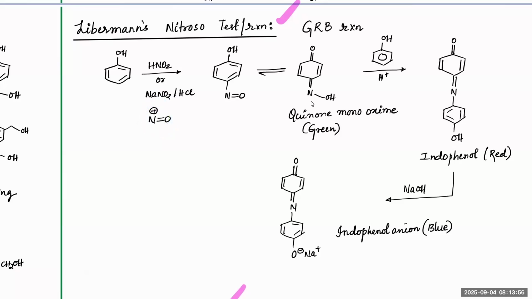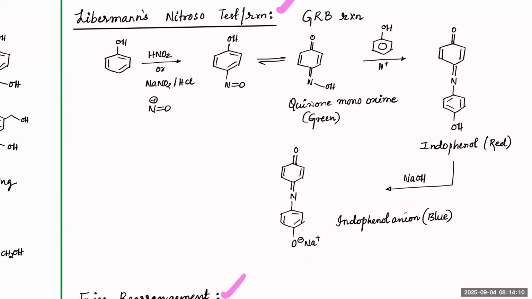And this electrophile, if it attacks from ortho position or from para position, you will get this form. So this would be quinone monooxide because it will undergo tautomerism. So this hydrogen will shift here, double bond will shift here. That way you will get an oxime. So quinone monooxide. Quinones are usually colored, and the first color you will see is green.